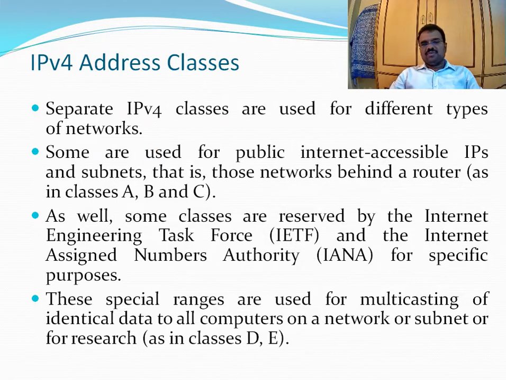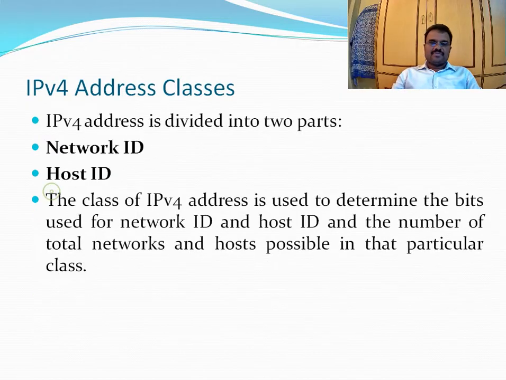Some are used for public internet accessible IPs and subnets, that is, those networks behind a router, as in class A, class B and C. As well, some classes are reserved by the Internet Engineering Task Force and the Internet Assigned Numbers Authority for specific purposes. These special ranges are used for multicasting of identical data to all computers on the network or subnet, or for research, as in classes D and E.